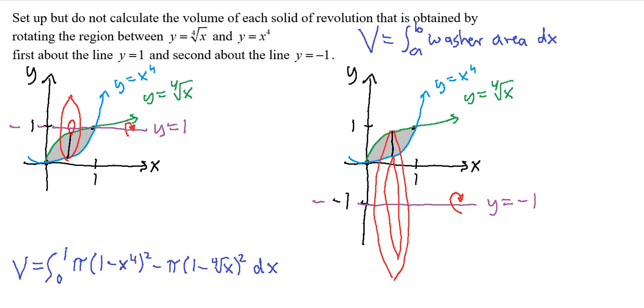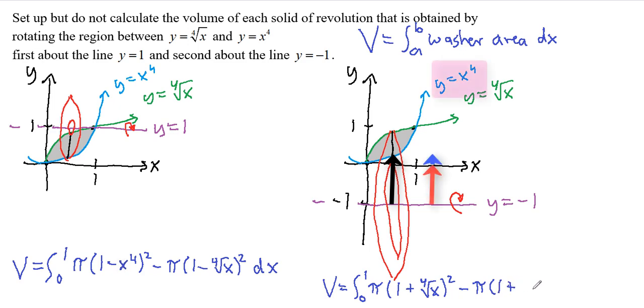In the second scenario, the volume is also equal to the integral from 0 to 1. Again, these washers run from 0 to 1, but this time the area of our large disk is equal to the distance 1 plus the function value of y is equal to the fourth root of x, minus the area of the smaller disk, which has as a radius the distance 1 plus the function value y is equal to x to the power of 4. And we integrate with respect to x.